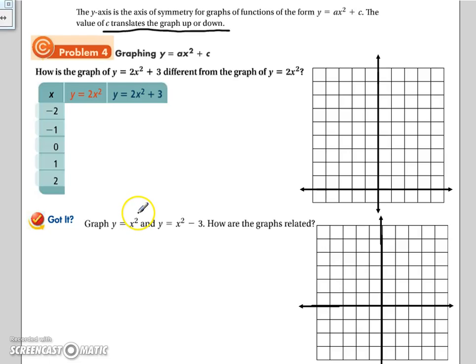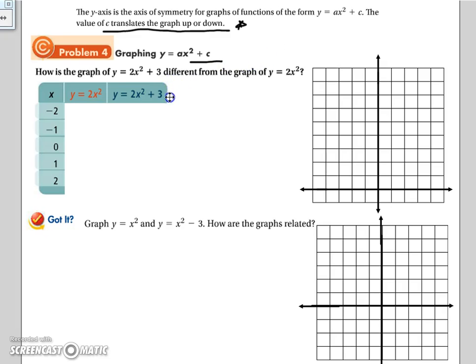Okay, now you can notice that in our equation we have y equals ax squared plus c. We're adding a c value to it. If you read at the top of your page there, it says the y-axis is the axis of symmetry for the graphs of y equals ax squared plus c. That c value is going to translate your graph up or down. So it's going to move the parent function either up or down on your graph.